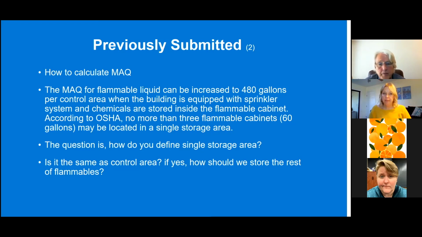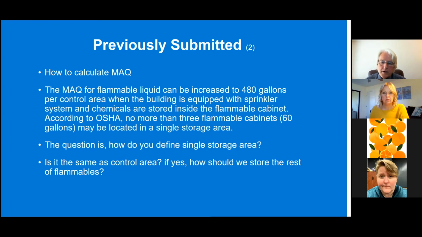MAQ for flammable liquid can be increased to 480 gallons per control area if the building is equipped with a sprinkler system and chemicals are stored inside the flammable storage cabinet. So this is a conflict between whatever occupational safety application is and the fire code application. Oftentimes there's nuances you have to deal with.